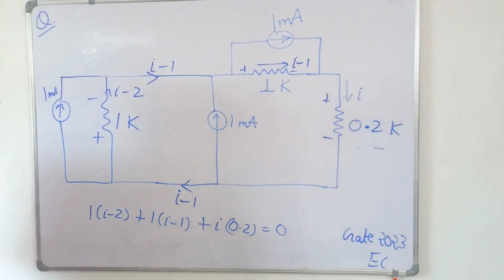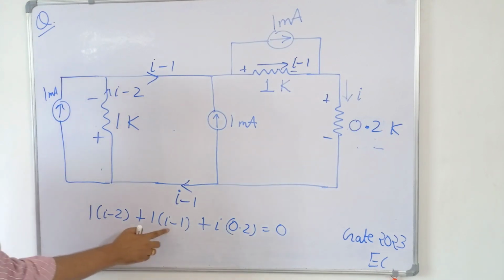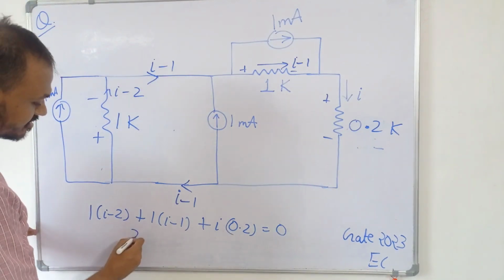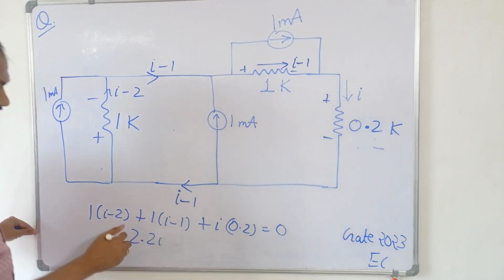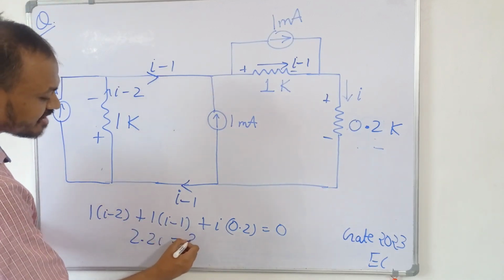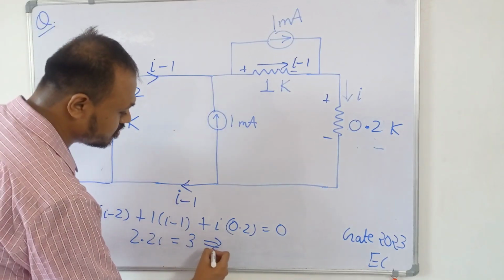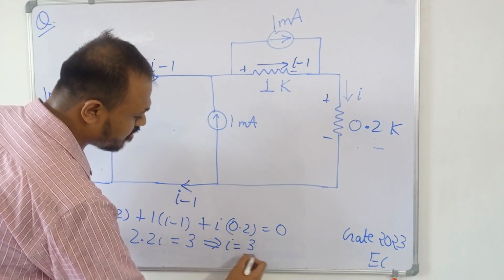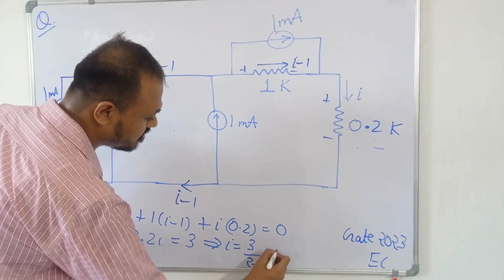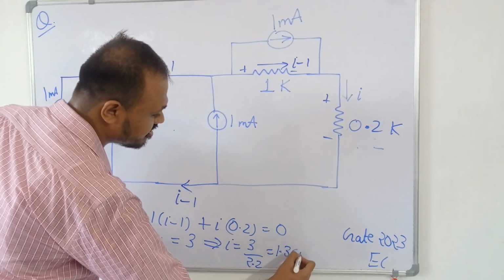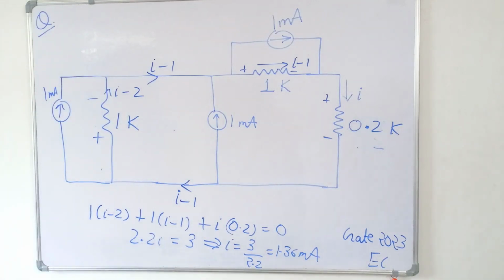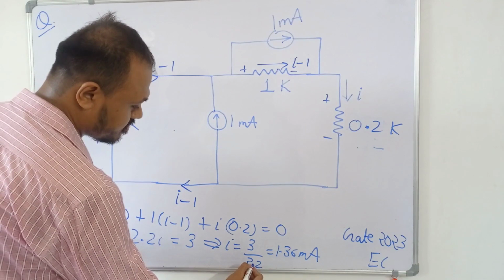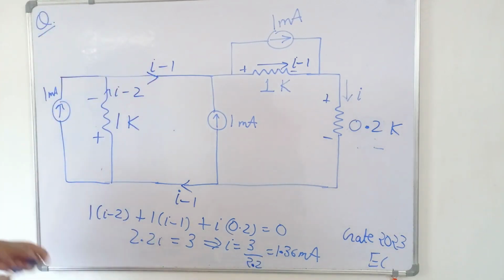equal to 0. So this will give you I plus I plus 0.2I, 2.2I, and minus 3. So 2.2I equal to 3. So I equal to 3 upon 2.2. So 1.36 milliampere will be the answer. The answer will be I equal to 1.36 milliampere. 3 divided by 2.2 equal to 1.36 milliampere.